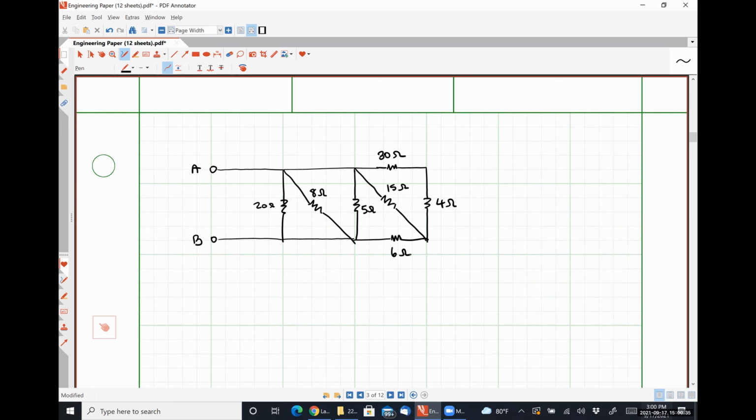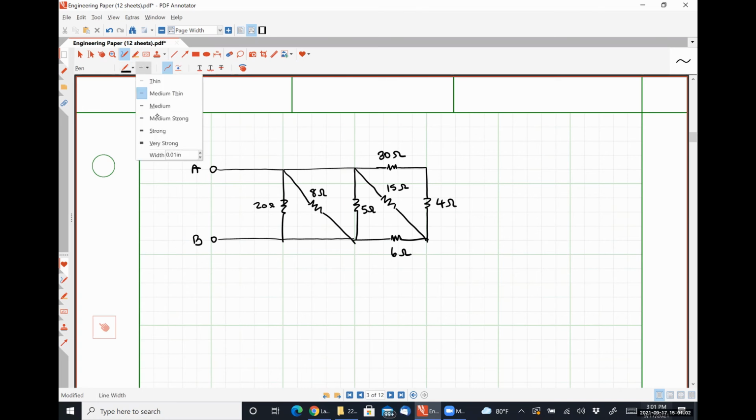All right. This one legitimately, we could probably figure out fairly straightforward just by doing simple combination techniques. But what I would like to illustrate to you is how I go about determining the equivalent resistance of complicated resistor networks, okay?